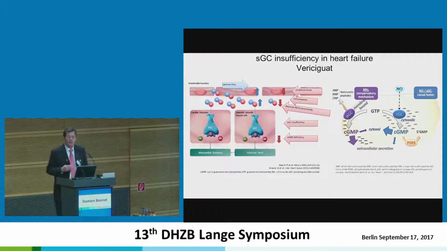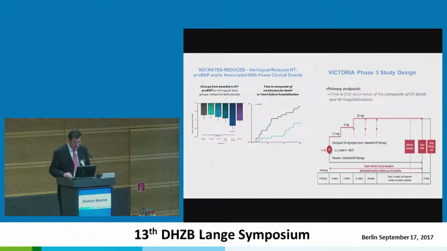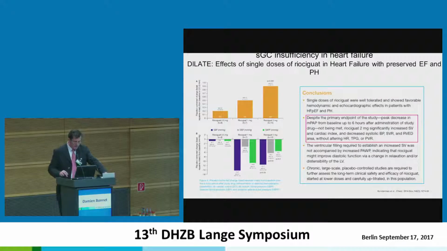Finally, the stimulators of the guanylate cyclase. You know the inhibitors, but this is the stimulators. And their role is numerous in the cells. There were two trials in the adult, the SOCRATES, and it shows that it reduced the NT-proBNP value and improved outcome. And so the VICTORIA study was designed and the primary endpoint is mortality and cardiovascular hospitalization. And so we will have these results in the future.